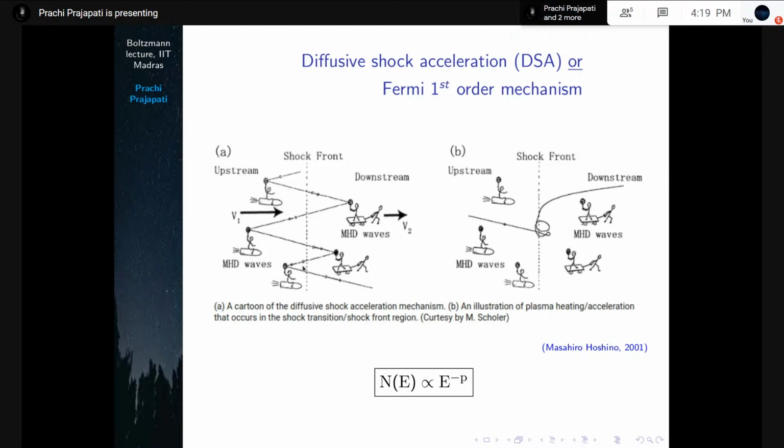These accelerated particles are injected in the surrounding medium, and it follows a power law with power law index p, where N is the number of particles with energy E, and it goes as E to the power minus p, so it is a negative power law.